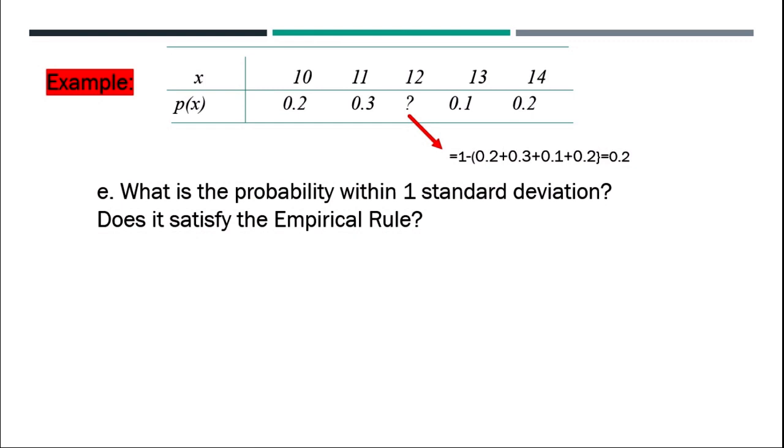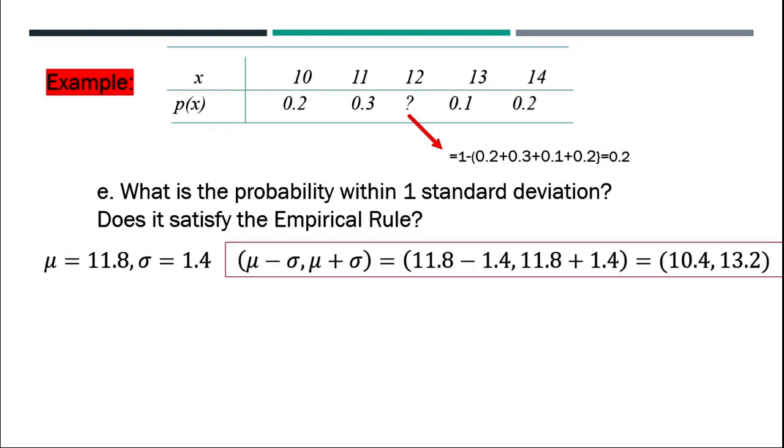Let's see the last part, E. What is the probability within one standard deviation? Does it satisfy the empirical rule? Previously, we calculated the mean and standard deviation. Mean is 11.8 and standard deviation is 1.4. So, mean minus 1 times standard deviation, mean plus 1 times standard deviation is 10.4 and 13.2.